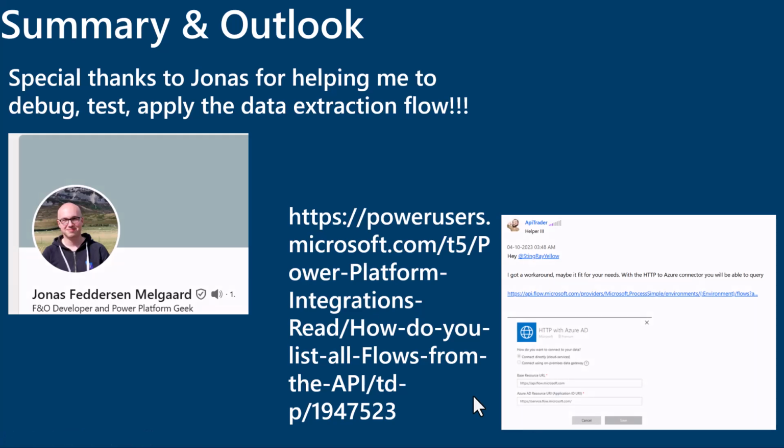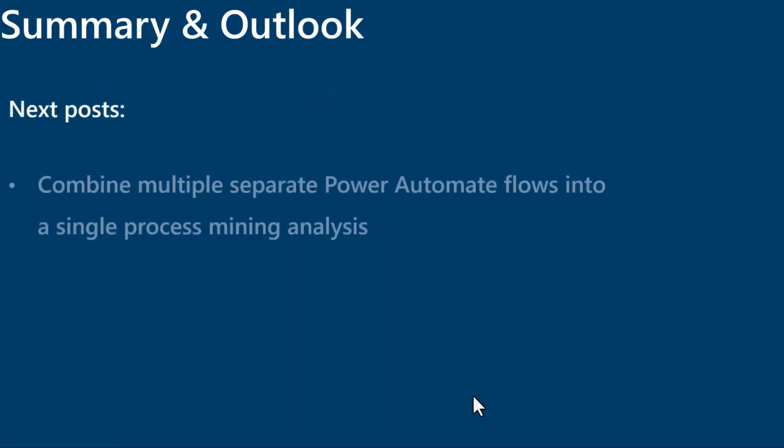Check it out. And then in the next post, I want to do two things. First thing is I want to combine multiple separate Power Automate flows. So just imagine you have different Power Automate flows for separate processes. Might be related to your ERP, might be related to something else, but they are separate. And now your manager comes and says, hey, show me the analysis of all of these different flows. And then, hey, how can you do that? Of course, the solution will be based on what I showed you. And that will be part of the next post.